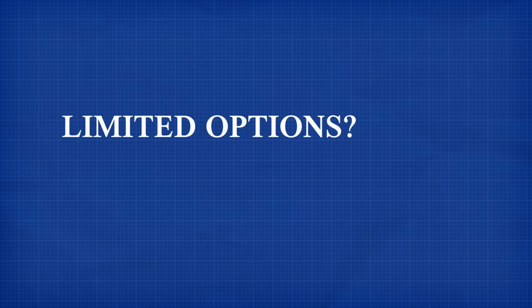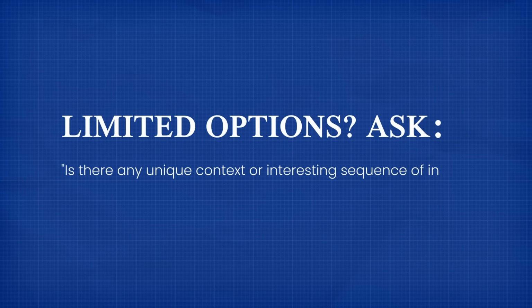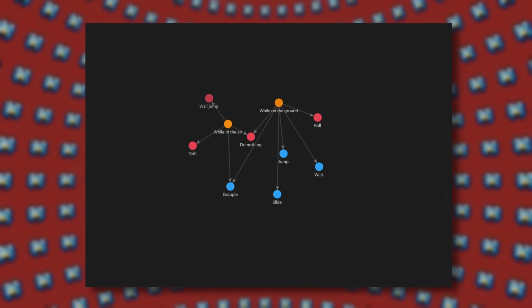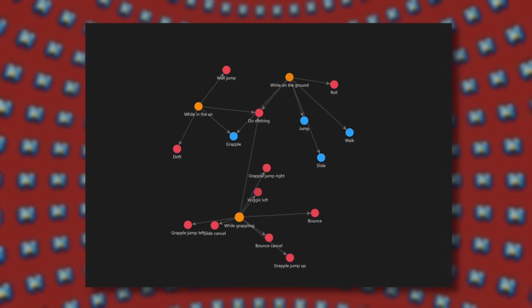With this in mind, we have a blueprint for building out expressive movement. At each moment where the player's options feel limited, we can ask ourselves, is there any unique context or interesting sequence of inputs that allows me to add a new move here? As we do this, the decision space gets more complex, and the player can be more creative in their approach. So where did I start with my game?